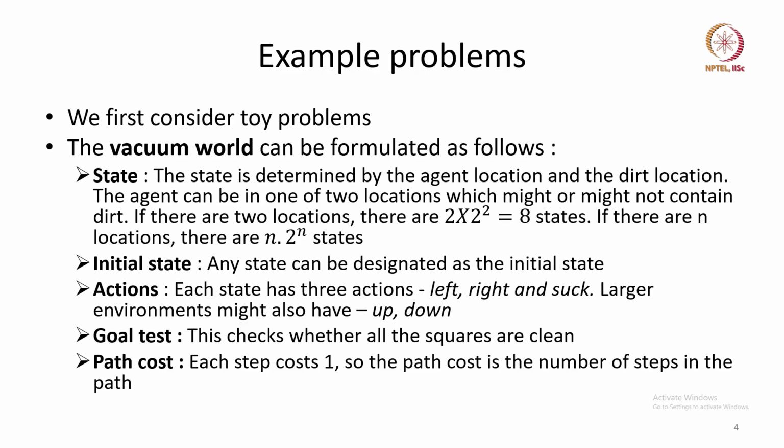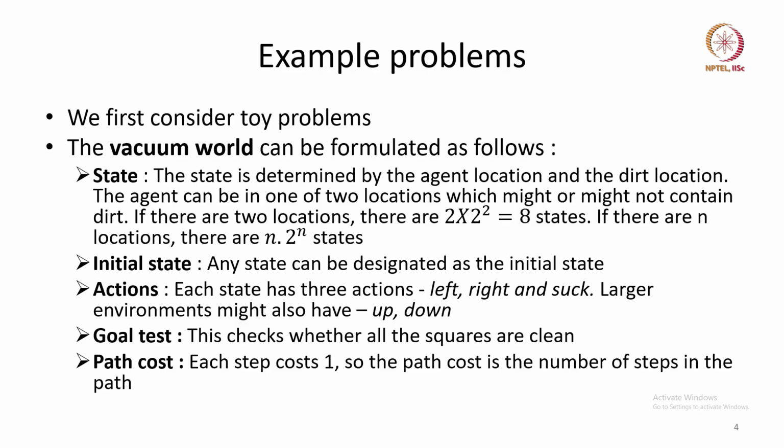If you have a larger environment, for example a 2-dimensional square where you have rooms, you may also have up and down. So you may have more actions that are possible. It can be left, right, up, down, and suck. So that is in the case of bigger environments.